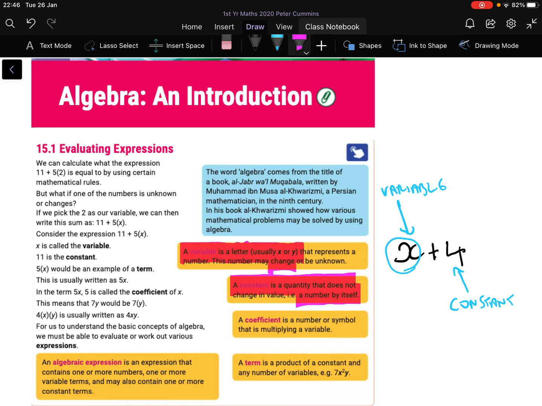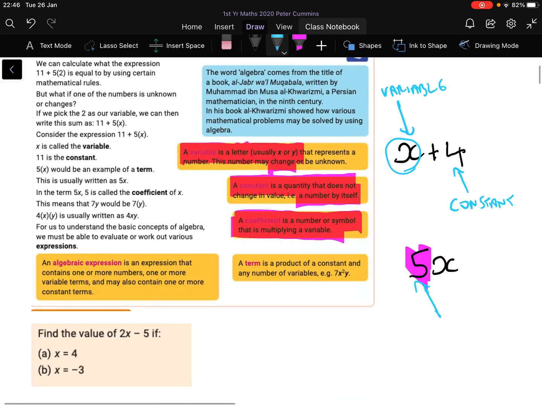A coefficient, again, don't be trying to remember these words. A coefficient is a number or symbol that is multiplying a variable. Okay, so if I want to put a variable down, x, so there's my variable, and I want to put a coefficient with it, I'd put a 5 in front of it. This thing here is your coefficient. Okay, the last one there is an expression. Don't worry about this one here for the moment.